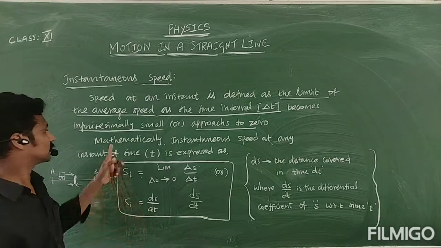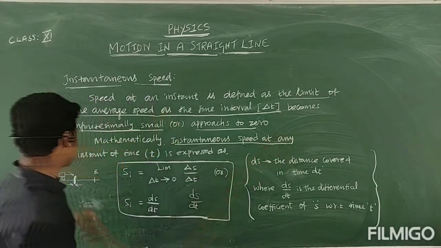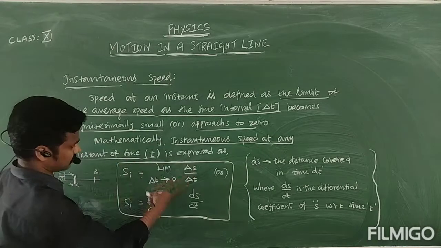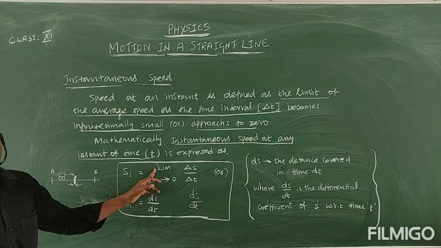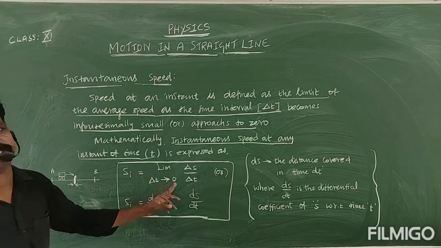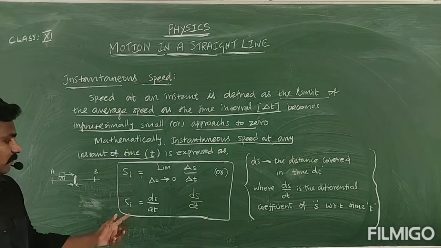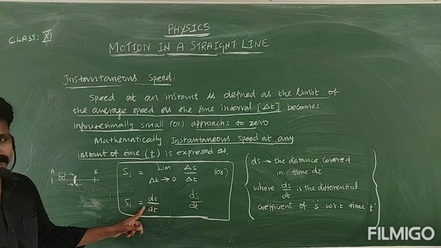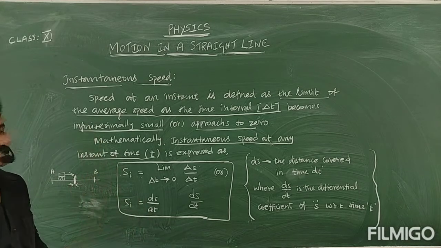Remember this point, it is very important: the instantaneous speed at any instant of time is expressed as SI equals the limit, as the time factor tends to 0, of delta S divided by delta t, or SI equals ds divided by dt. This is instantaneous speed.